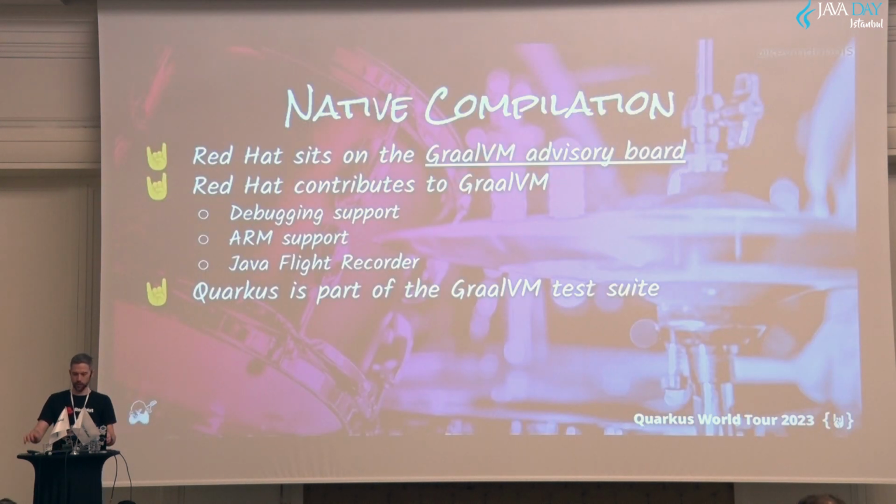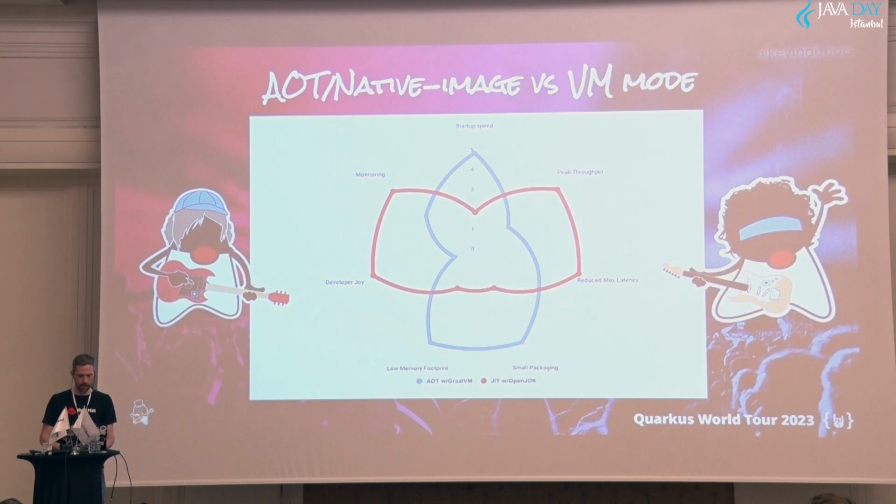And then, yeah, in terms of the native compilation, like I already said, if you want to compile your Java application down to a binary, that's something that you can do with Quarkus. So Red Hat, for example, is on the GraalVM advisory board to optimize the native building of Java applications.